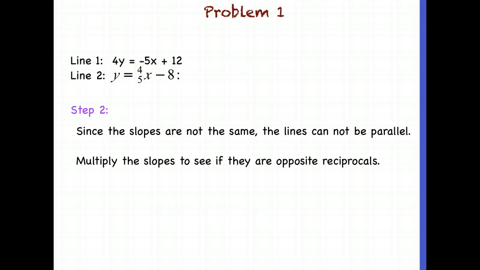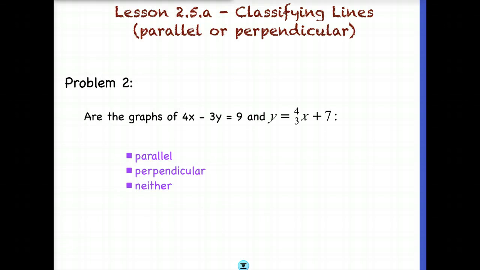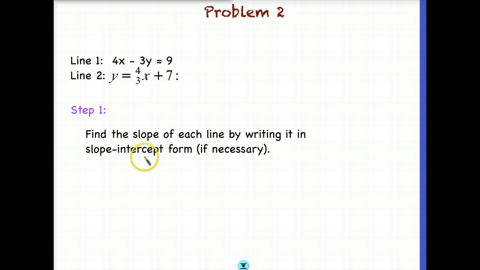All right, let's look at another problem algebraically. In problem 2, we want to know if the graphs of 4x minus 3y equals 9 and y equals 4/3 x plus 7 are parallel, perpendicular, or neither. Let's start with step 1. Find the slope of each line by rewriting it in slope-intercept form if necessary. Well, line 2 is already in slope-intercept form, so we will only need to rewrite line 1 in slope-intercept form.